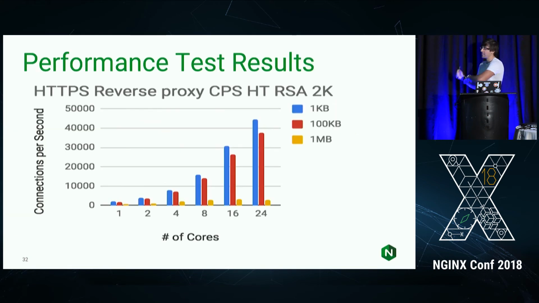So putting everything we just talked about together, this is testing NGINX as a reverse proxy, connections per second, hyperthreading enabled with RSA 2K. We get 44,000 connections per second for 1 KB and just under 40,000 for 100 KB. You have the non-optimized view that we can do a comparison against.